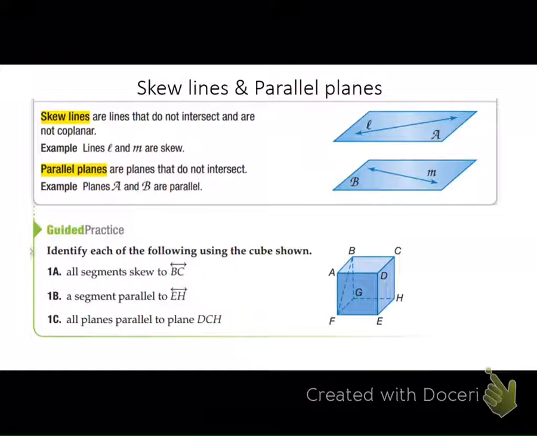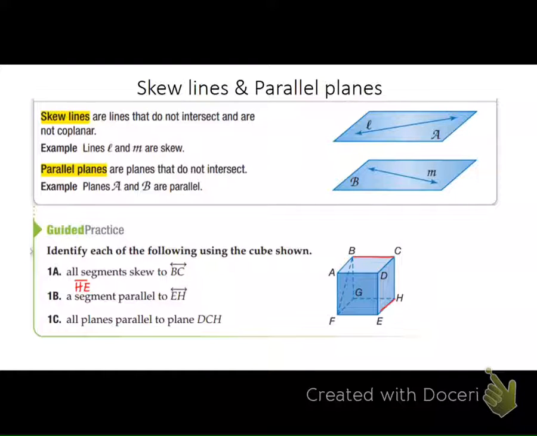So what are two planes that are parallel in this classroom? The floor and the ceiling. Very good. So identify each of the following using the cube. All segments skew to BC. So what is a segment skew to BC? So that's BC. Give me something that is skew to BC. HE. It's going in a different direction on a different plane. So HE. Anybody give me another one?